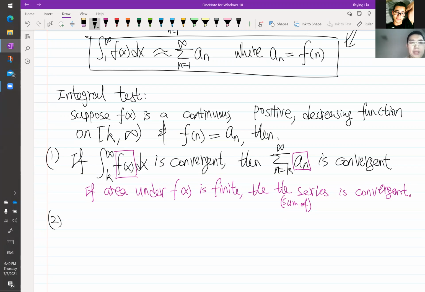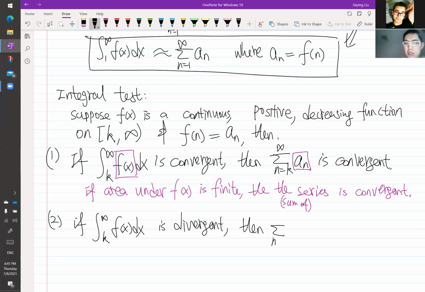The second part of the integral test says, if the integral from k to infinity of f of x dx is divergent, then the series, n going from k to infinity, of a_n is divergent.